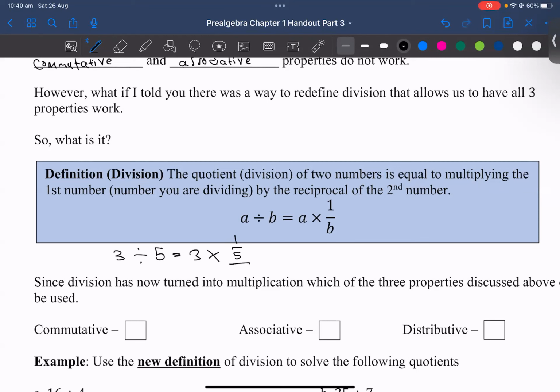And to be honest with you, you're going to wonder what's the point of this, because your normal definition is going to be easy for you to begin with. But it's going to come in really handy later on when we get trickier divisions. Okay? So let's take a look.